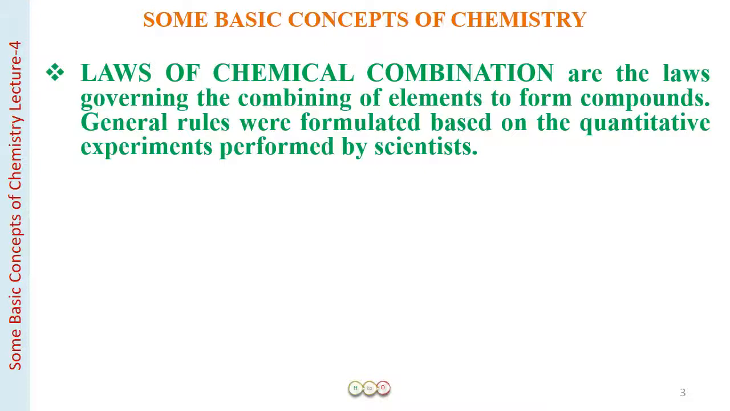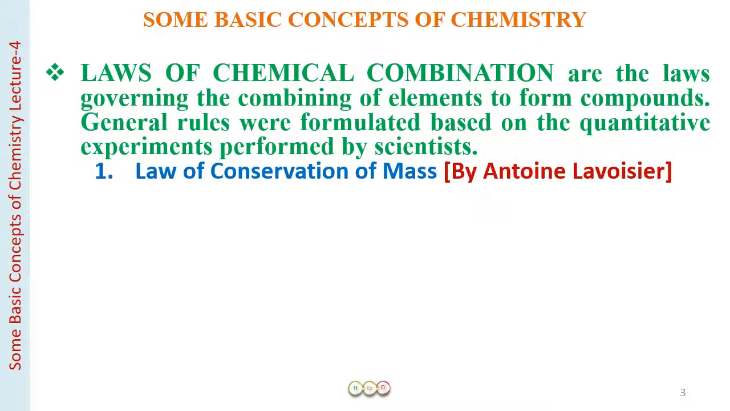The scientists did quantitative experiments on the reactions where elements were combining to form compounds, and then they saw that they could make certain generalizations in these reactions, and these generalizations are what we call the laws of chemical combination. We have 6 such laws.